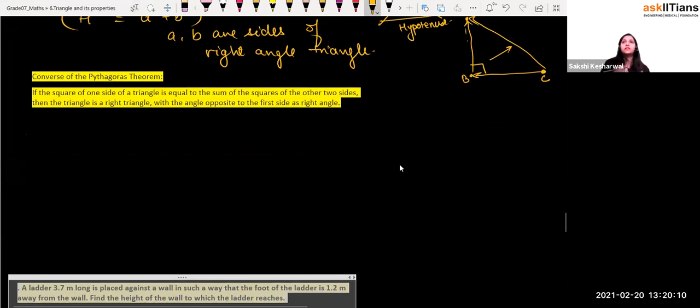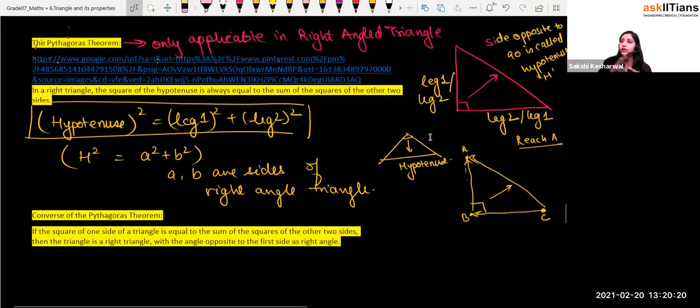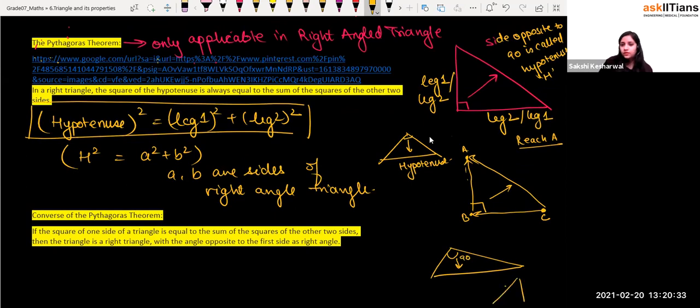As we said, the sum of two sides of a triangle is always greater than the third side. Similarly, we learned the Pythagoras theorem. What is the Pythagoras theorem? First of all, keep in your head that it is only applicable in a right angle triangle. Hypotenuse is the side opposite to 90 degrees. So whenever you get a 90 degree angle anywhere, the side opposite to it is your hypotenuse.